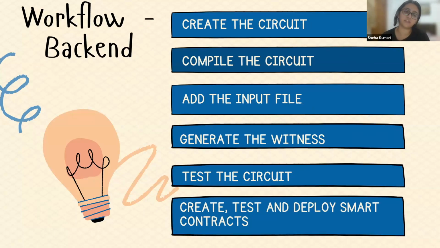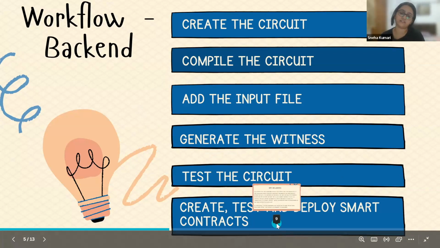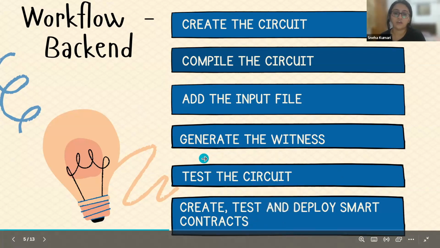Okay, so this part is very important, because in order to get started with any project, not just this one, it is very important how we proceed with the workflow. Looking at the backend side of it, we will start with the creation of the circuit. The folder structure of this project looks very complicated, with too many files under too many folders, so we have to be very careful with that. We create the circuit, we compile the circuit. There are certain input files that need to be put in. Then we will generate the witness, we test the circuit, and then we create, test, and deploy smart contracts.